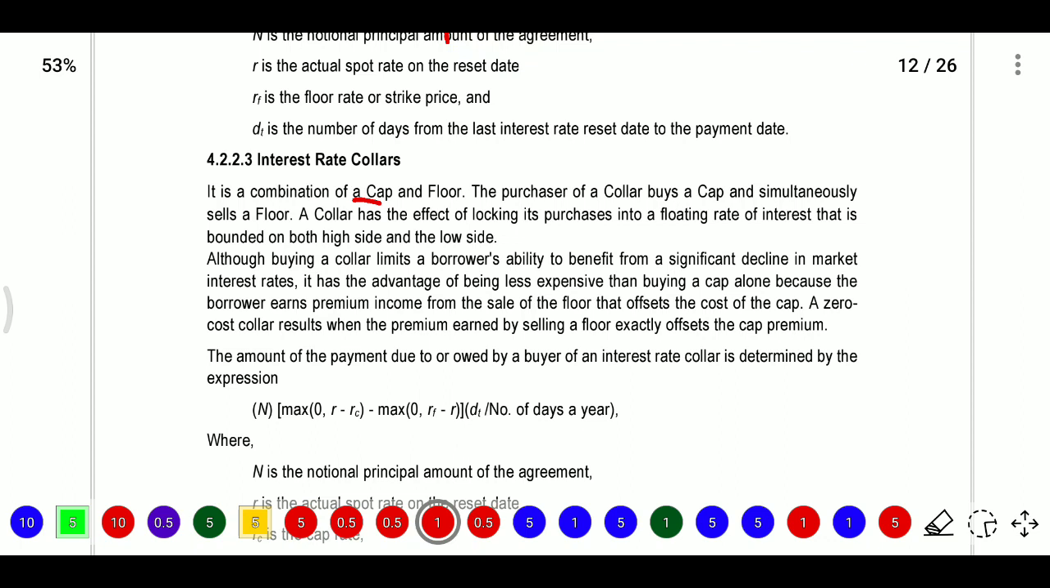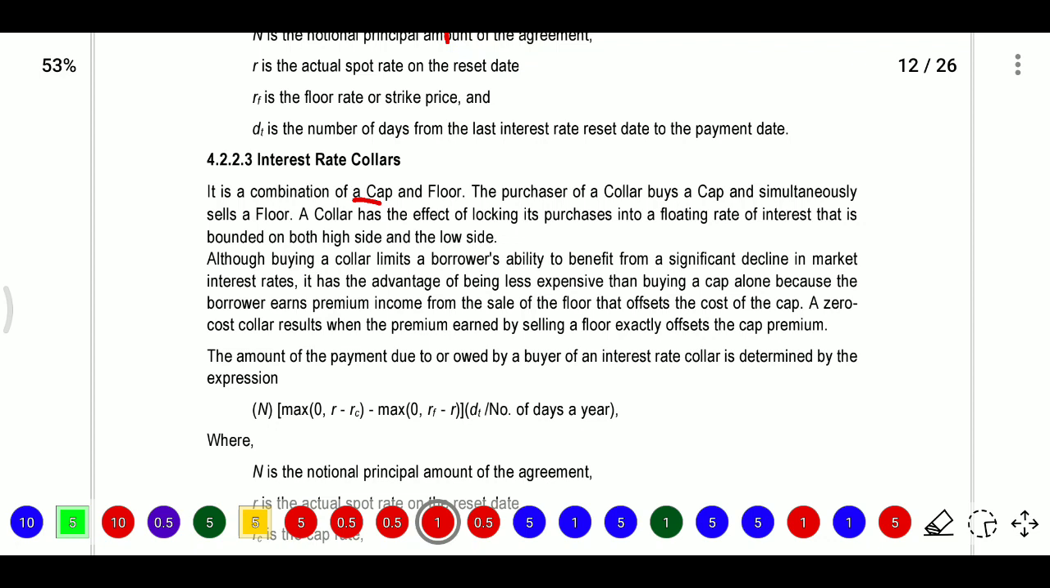Alternatively, buying the collar limits the borrower's ability to benefit from a significant decline in market interest rates. The advantage is that it is less expensive than buying the cap alone, because the borrower earns premium income from the sale of the floor, which offsets the cap cost. So a zero cost collar results when the premium earned by selling the floor exactly offsets the cap premium.